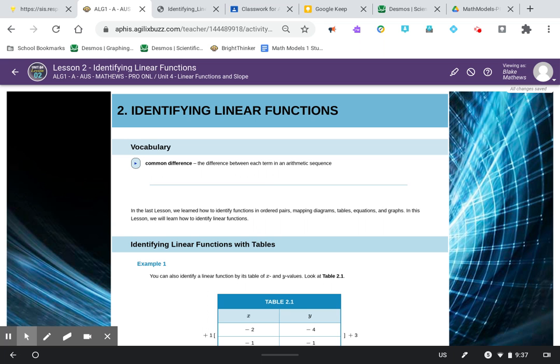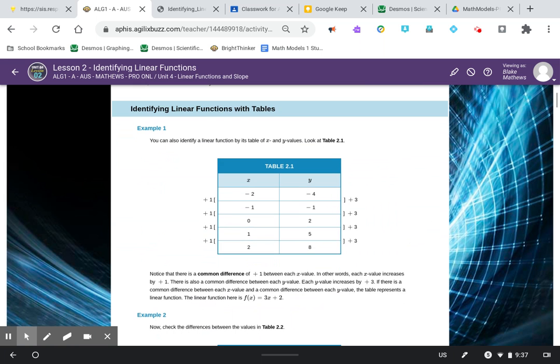In other words, every time the x or the domain changes by a certain amount, the y has a change that is also consistent. So if I move the x up by 1, the y might move up 3. And every time I move the x up by 1, the y might move up by 3. That's what they're illustrating here in example 1. You can see we have x values that are increasing by 1 each time. Every time I go from one x value to the next x value, I'm going up by 1. You can see that here.